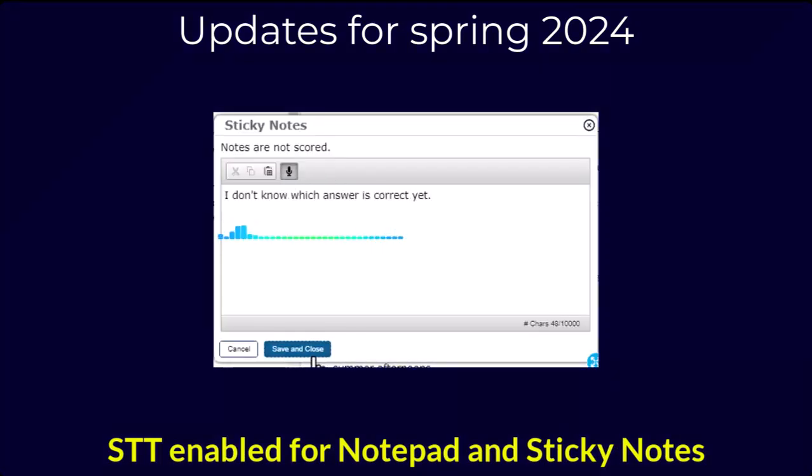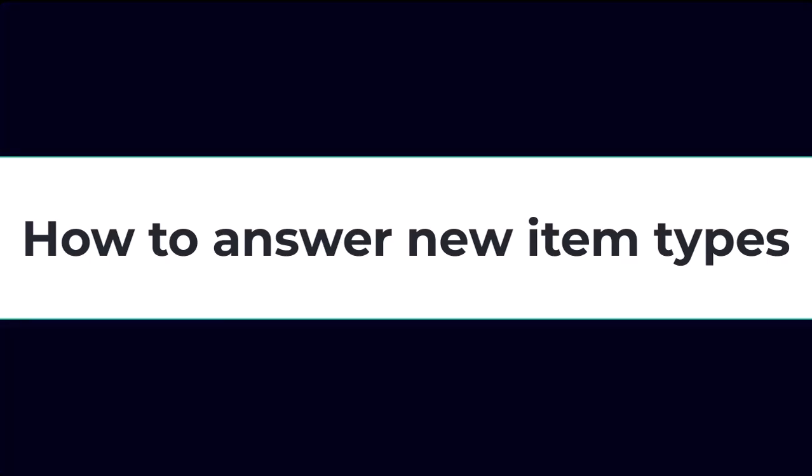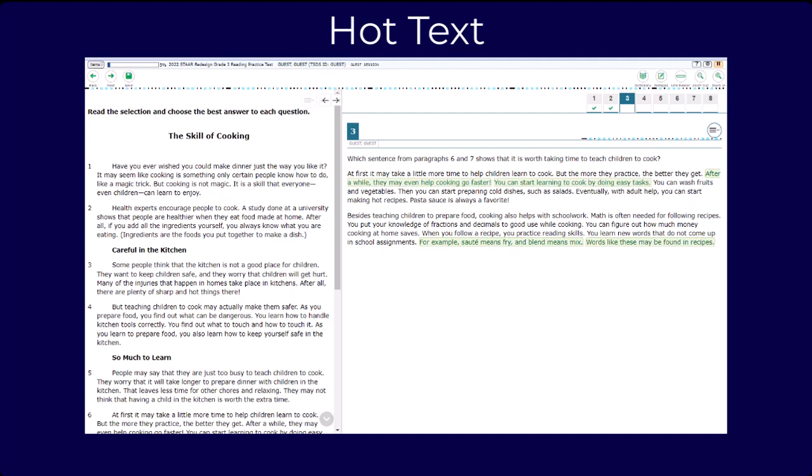or Sticky Notes tools. Now we will show examples of how to answer the STAAR redesign item types introduced last year. A text entry question has a box where the answer must be typed in. It could be a word, number, short phrase, or an equation. A hot text question has words or phrases in a passage that are highlighted. Students must click on the ones that answer the question.